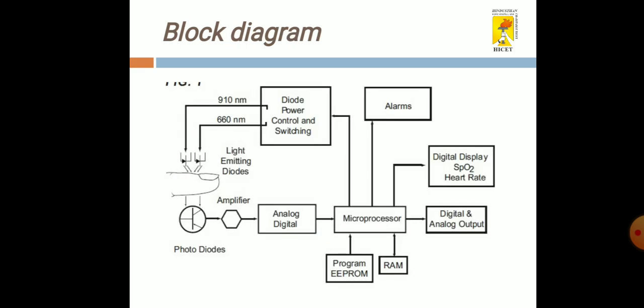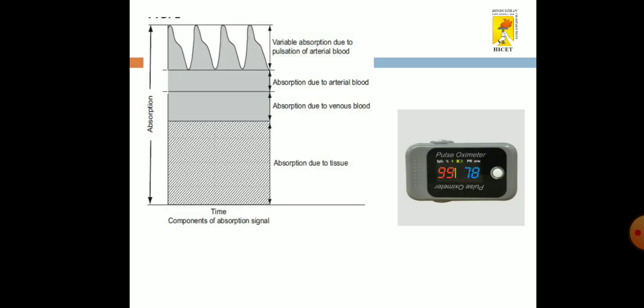So this is a block diagram. It uses a light emitting diode and a photodiode. It has two wavelengths, 910 nanometer and 660 nanometer, connected to the diode power control and switching. The signals are given to the microprocessor, which is programmed. The digital display for the SpO2 and heart rate, and the digital analog output, are obtained. So this is a graph with respect to time and absorption.